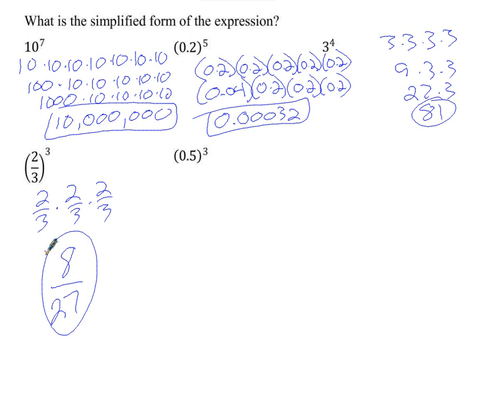Finally, what does that say? Somebody please who has not contributed yet so far. How do you read that? What do you got? The last problem. How do you say that? Like if I asked you to read it out loud, which I am. 0.5 to the third power. Good. And what does it mean? 0.5 times itself 3 times.